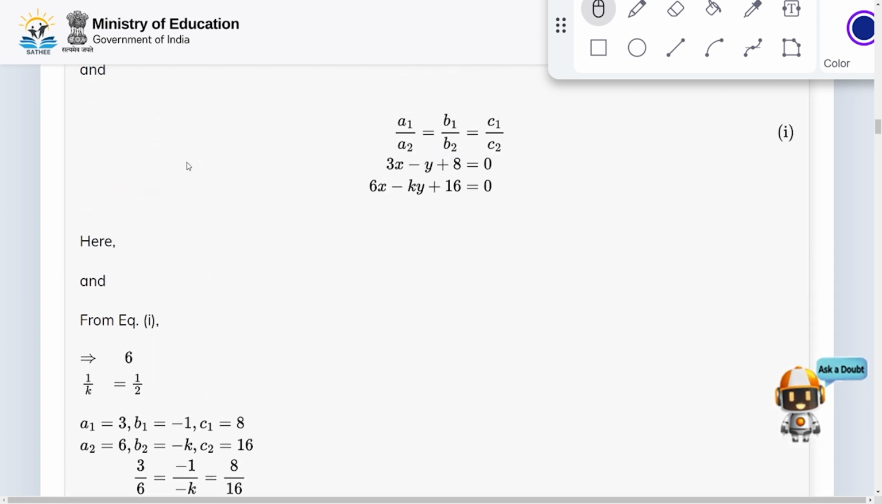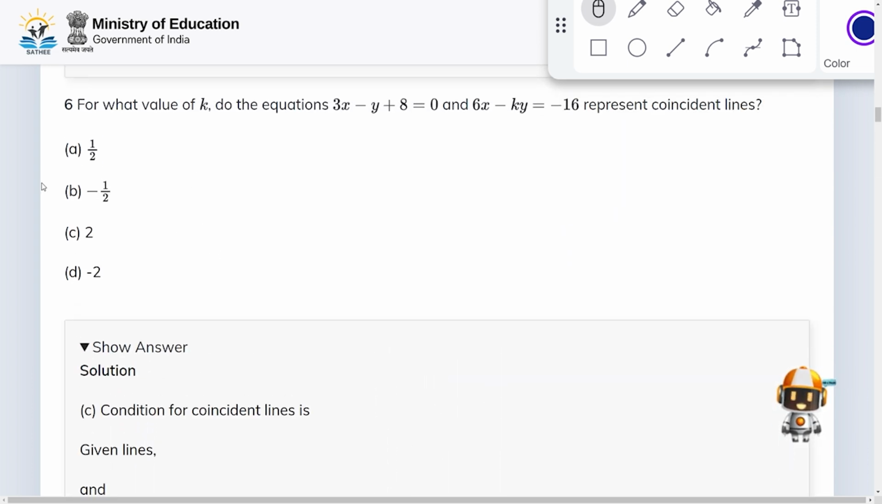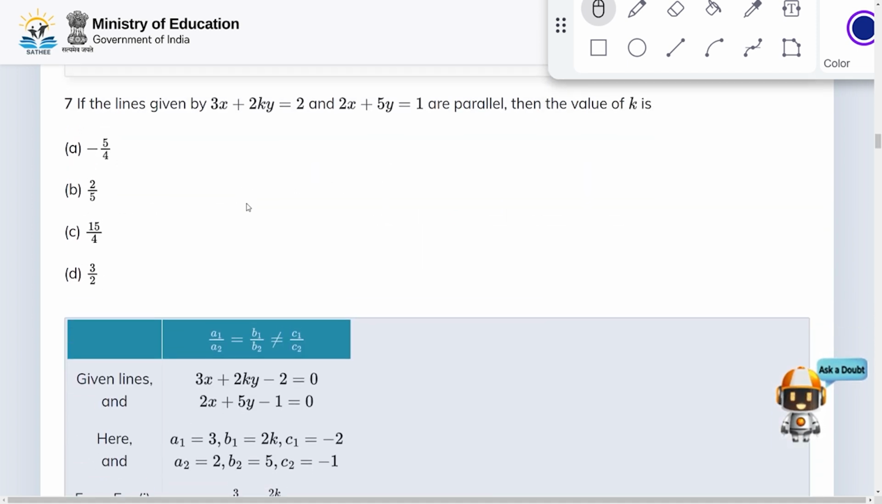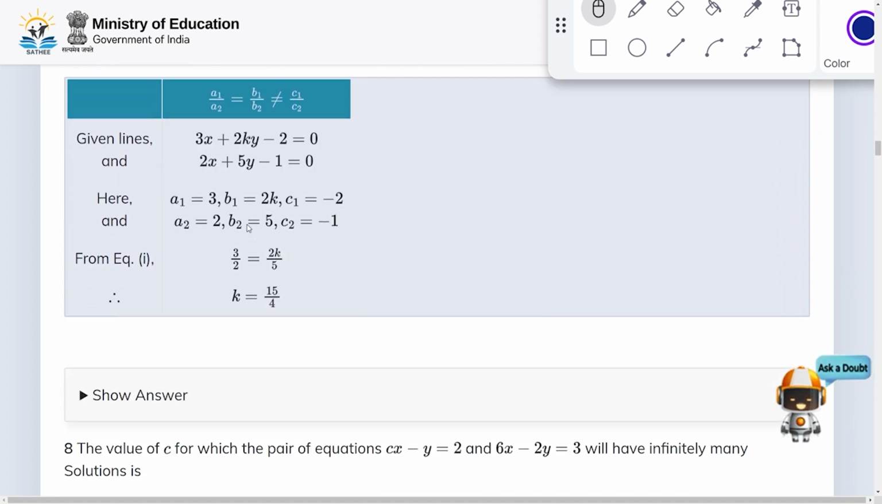So here you can now match the option. In option C we have the value 2. So the value of k is equal to 2, for which this pair of linear equations represents coincident lines. Okay, so now let us move to question number 7. In question number 7, if the lines given by 3x plus 2ky is equal to 2 and 2x plus 5y is equal to 1 are parallel, then we have to find the value of k. Okay, so let us solve this problem.